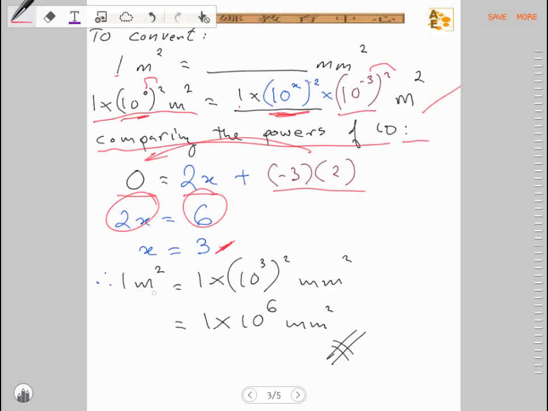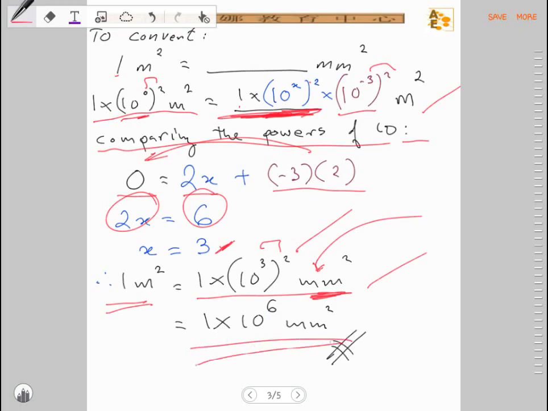Ta-da! Simple, isn't it? Therefore 1 square meter is equal to 1 times 10 to the power of, we go back to our original one on top here. The x is 3, so put it back. Don't forget to put a bracket square there, and the unit is square millimeters. You don't have to put the 10 to the power of negative 3 anymore; we just put back our milli there. Square millimeters. So 3 times 2 is 6, and we have 1 times 10 to the power of positive 6 square millimeters. It means 1 square meter is equal to 1 times 10 to the power of positive 6 square millimeters.